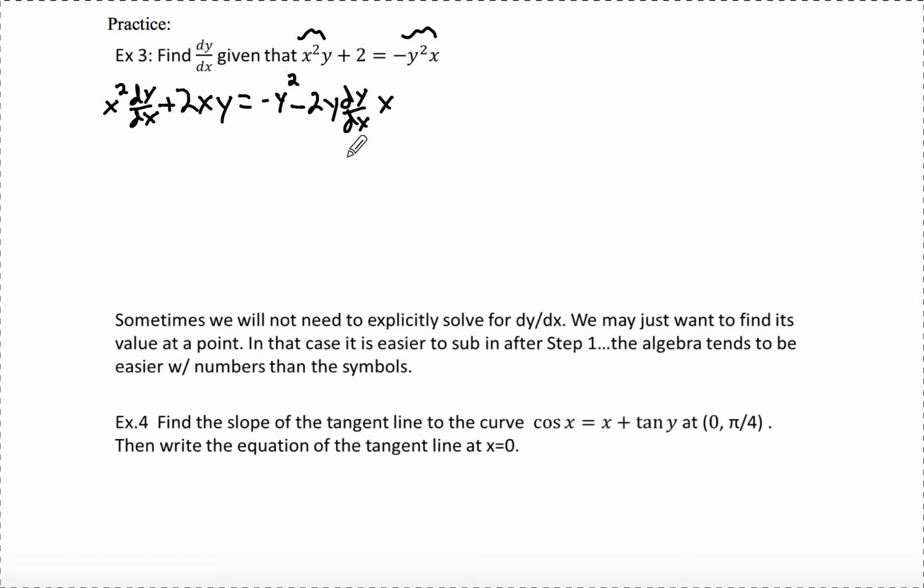All right, so we've now done our implicit differentiation. Let's isolate dy/dx. So I'm going to move the dy/dx terms to the left-hand side. That's going to be x squared dy/dx plus 2yx dy/dx. I'm going to put this x on the other side of dy/dx just to be organized here. I added this to the left-hand side. Equals, I'm going to subtract 2xy over to the right-hand side, minus y squared.